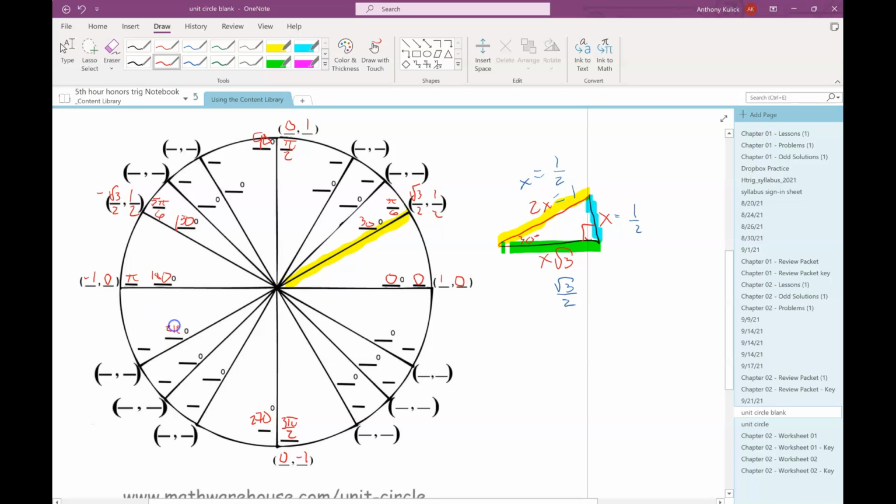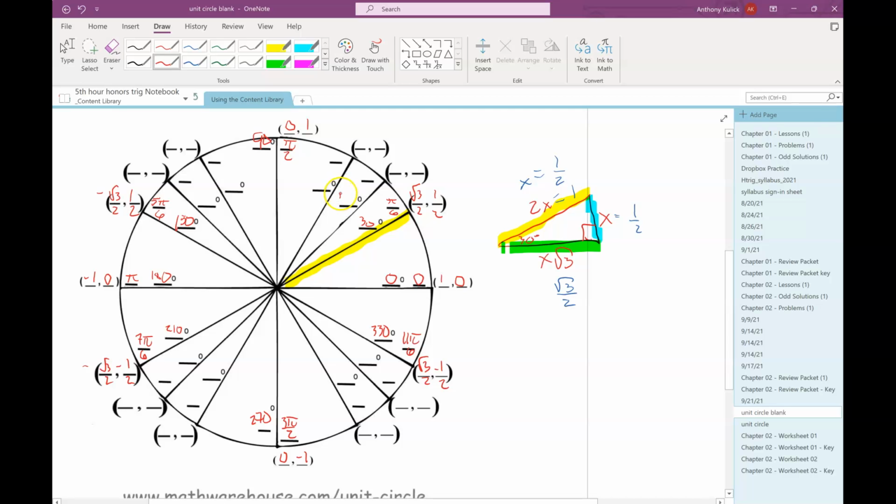And then down here at 210 degrees, the reference angle will also be 30 degrees. That's going to be 7 pi over 6. And since we're in the third quadrant, both the x and the y coordinates should be negative. And also at 330 degrees, the reference angle is 30 degrees. That is 11 pi over 6. And since we're in the fourth quadrant, the y-coordinate is negative. Everybody okay there?